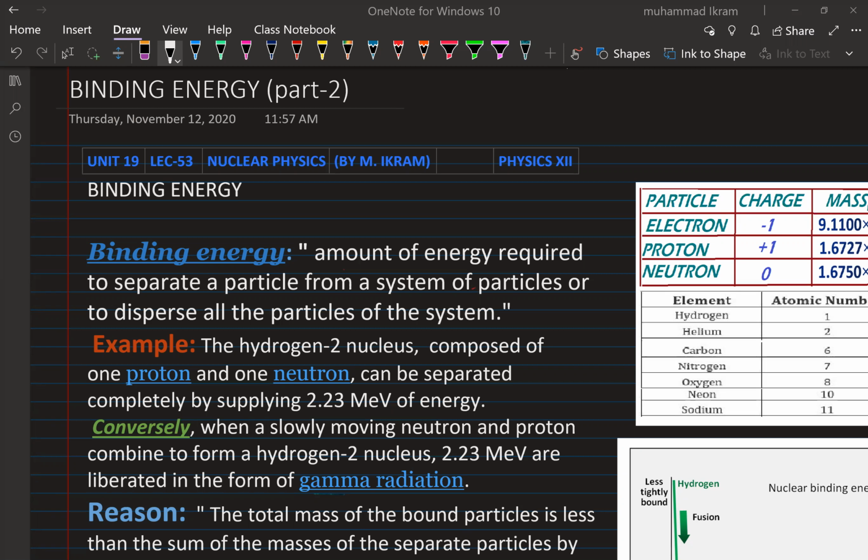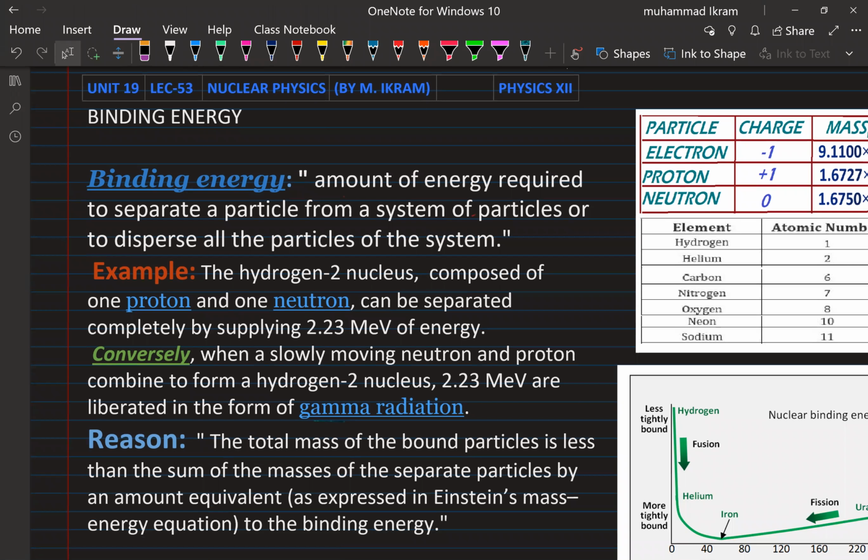If you remember, I told you that mass defect is the missing mass when nucleons are combined to form a heavy nucleus. And then I told you that some of the mass which is destroyed during this process is converted into energy according to the Einstein mass energy equation. Now it is a good time to start with binding energy. What is binding energy? Let me give you a brief introduction, and then I will explain the bits and bytes of this topic.